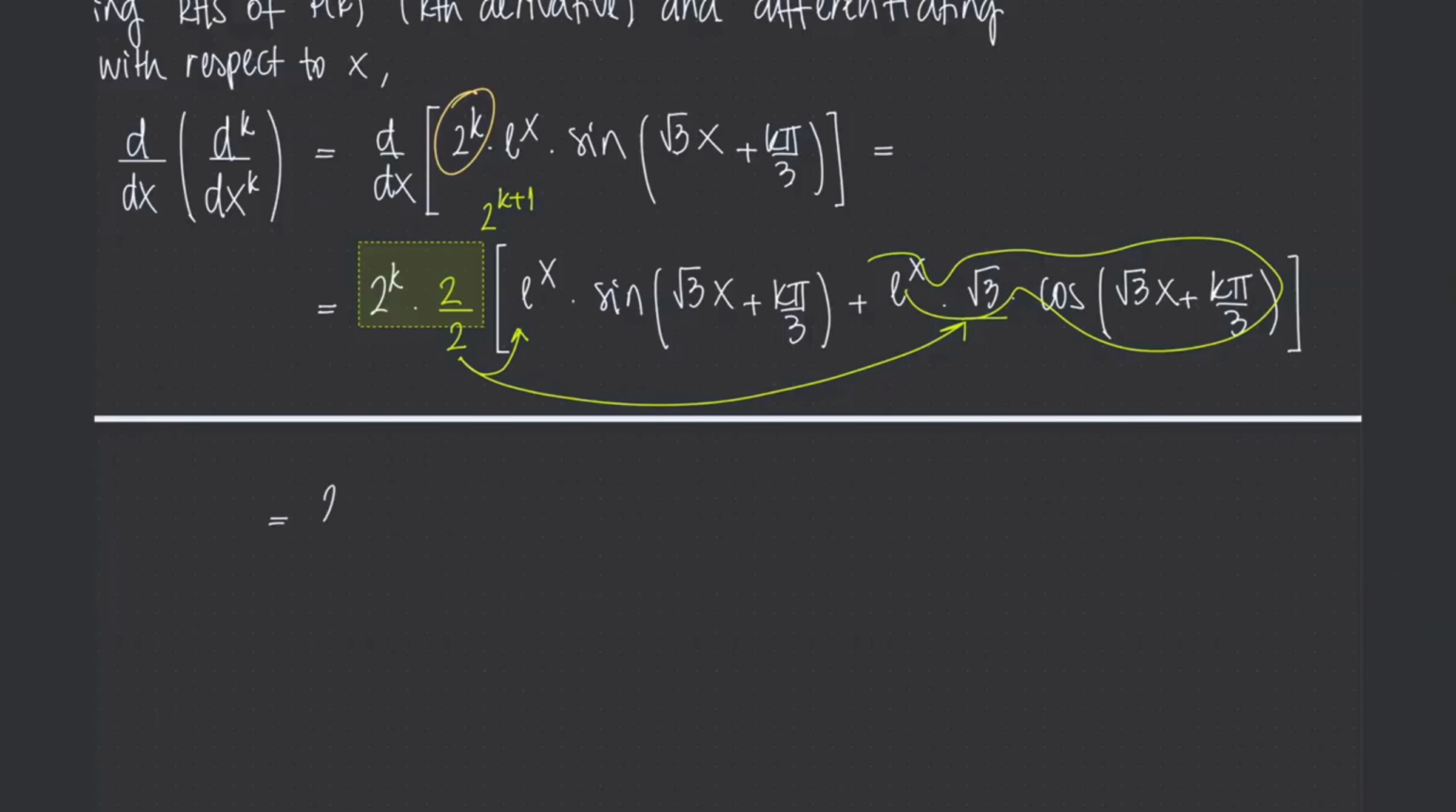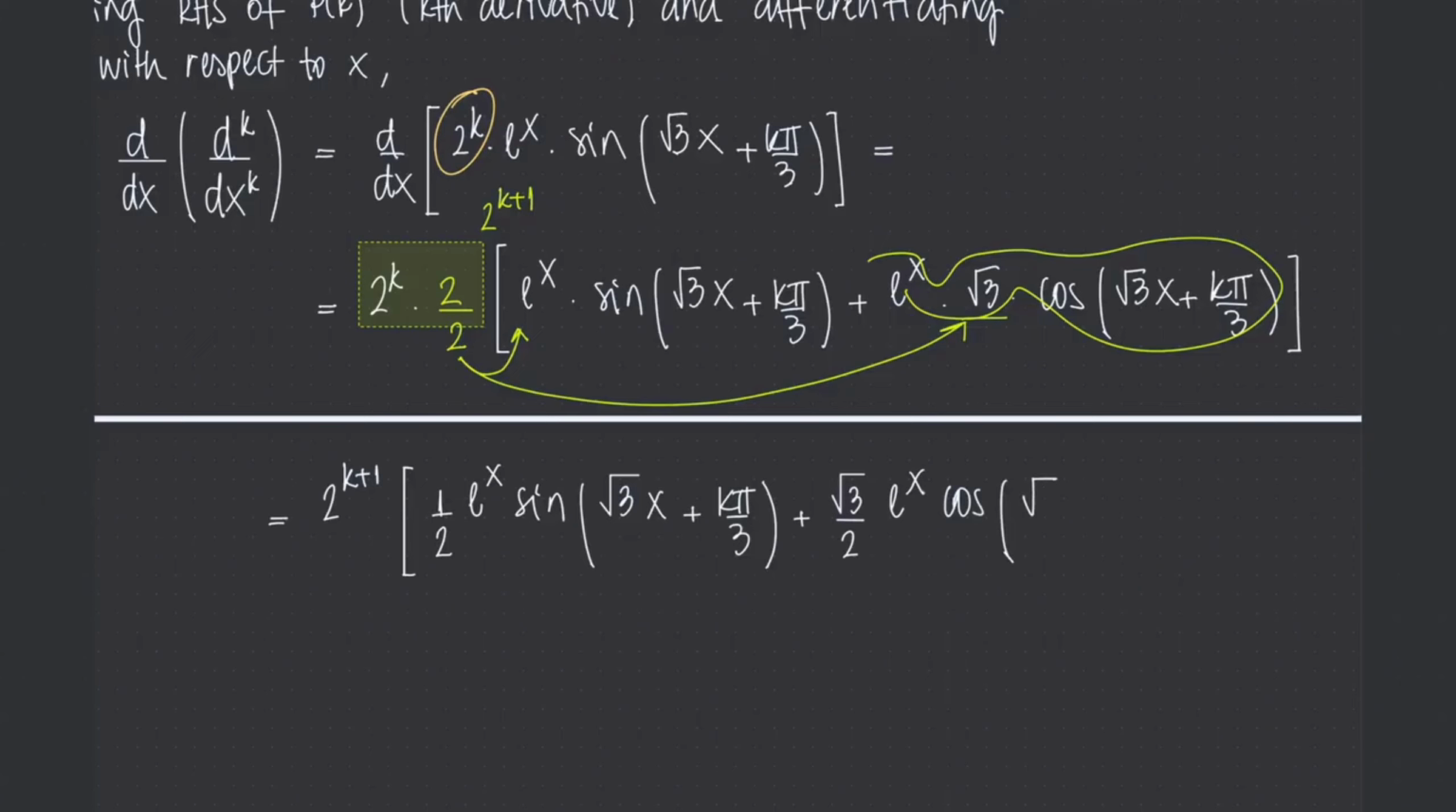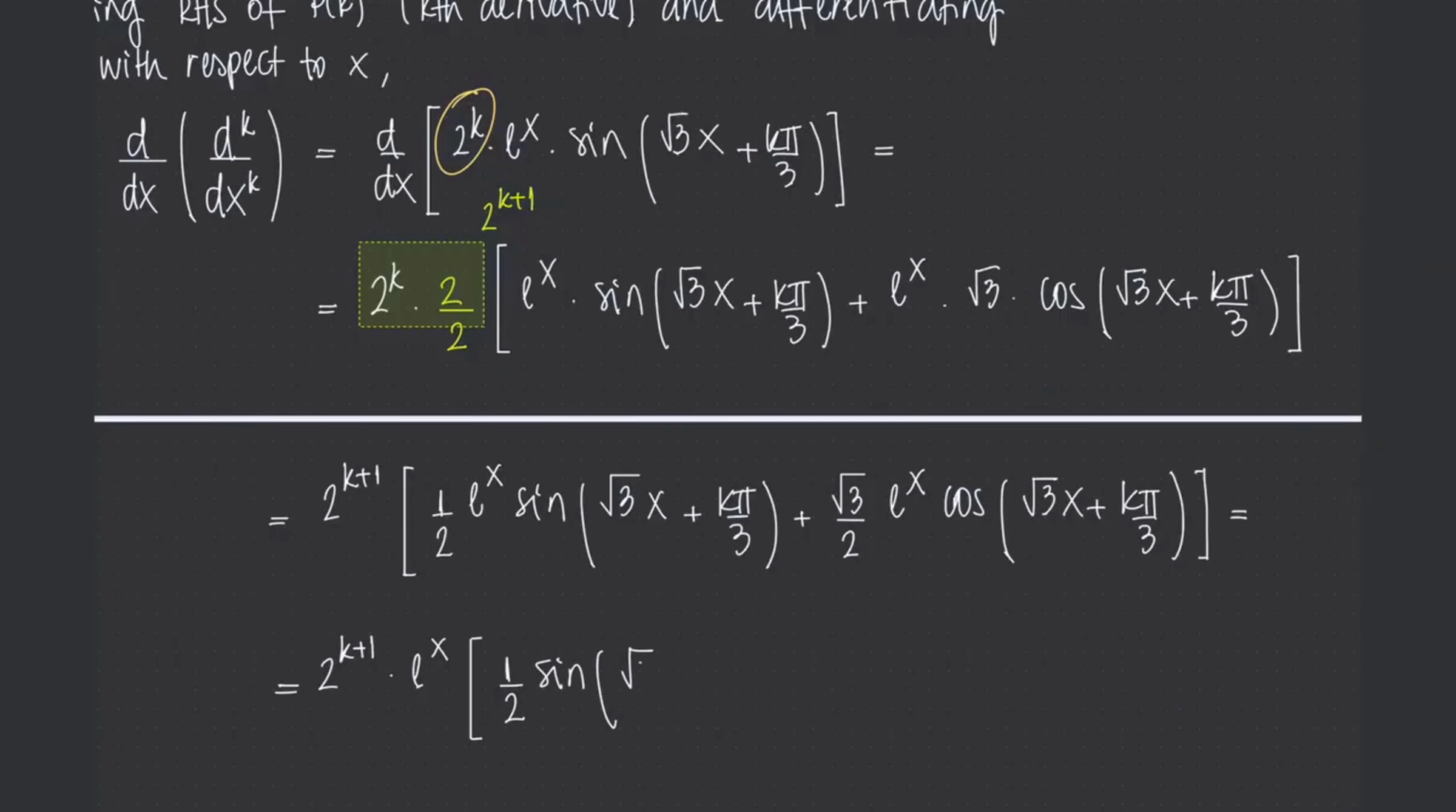So we have 2 to the k plus 1 times half e to the x sine of root 3x plus k pi over 3, plus root 3 over 2 e to the x cosine of root 3x plus k pi over 3. Now, another thing you can do to make this a little bit simpler is to factor out the e to the x, which gives us this.